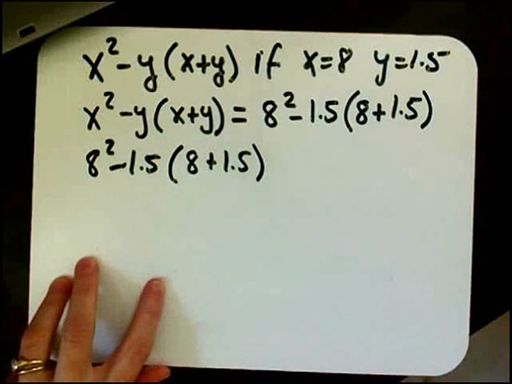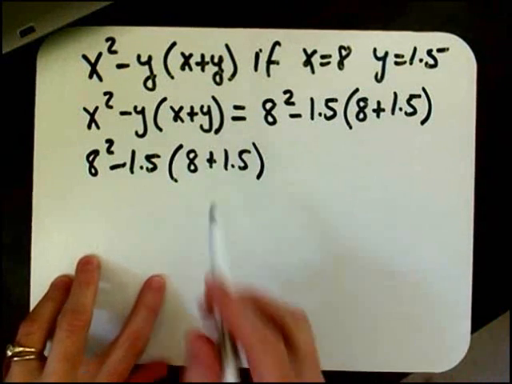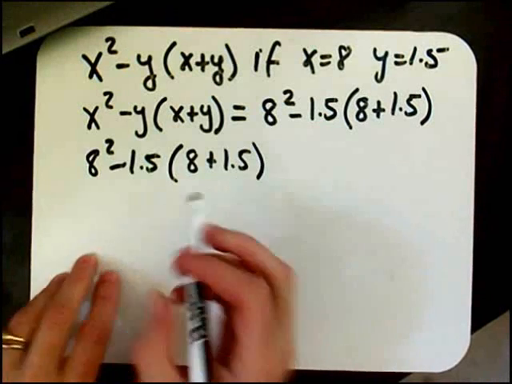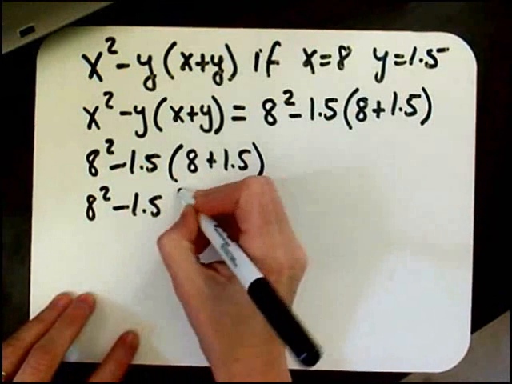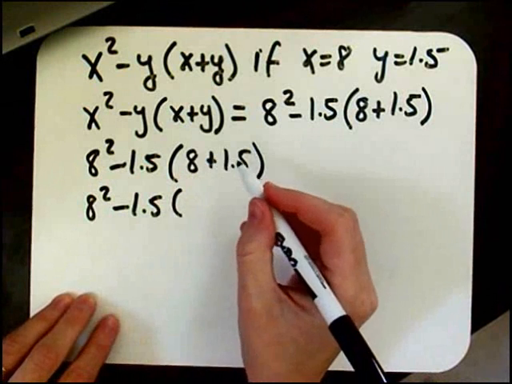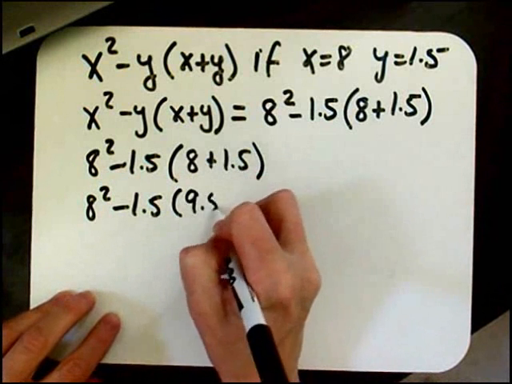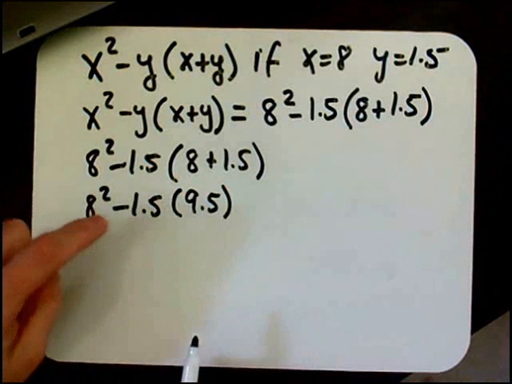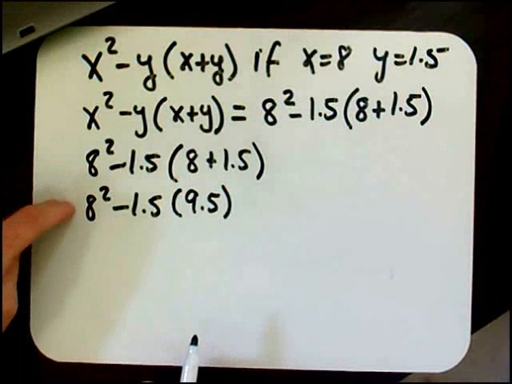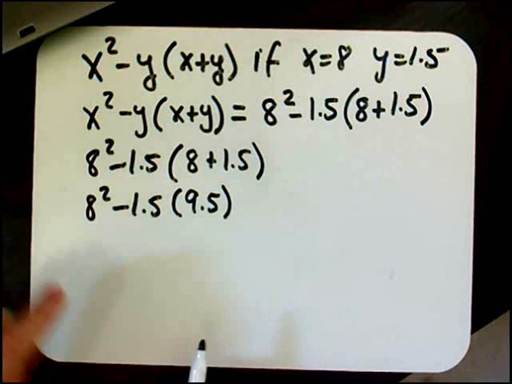And using our order of operations, we know we need to do what's inside of the parentheses first. So we have 8 squared minus 1.5, open, 8 plus 1.5 is 9.5, close parentheses. So now we have an 8 squared minus 1.5. Okay, we have an exponent. That means we need to evaluate that next.